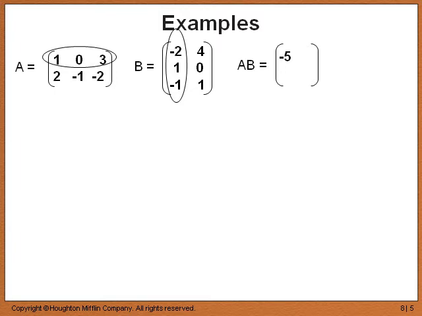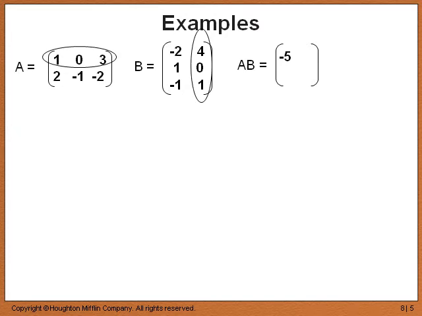Let's go through that step by step. Looking at the numbers that are circled, 1 times -2 is -2, plus 0 times 1, still -2, minus 3 is -2 minus 3, and that is -5. So as we can see visually here, we use the first row of the left, the first column of the right, in order to get the element that's in the first row and first column of the product.